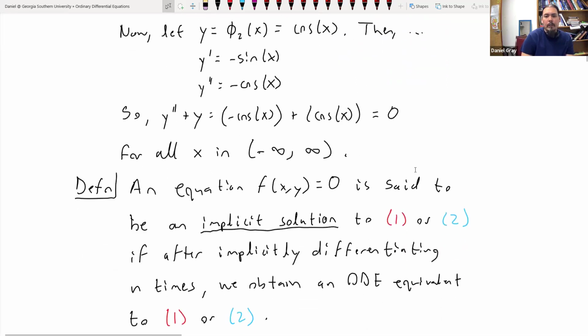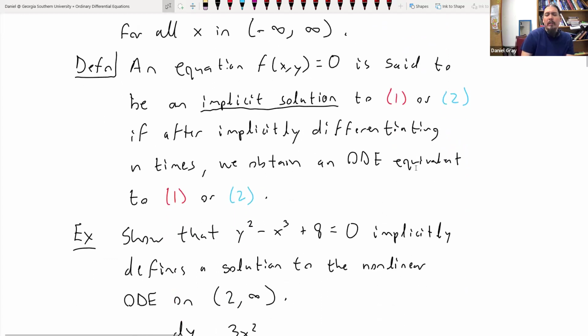Okay. It will not always be possible for us to get an explicit solution to a differential equation. In fact, it won't even be possible for us to always get a solution to a differential equation.